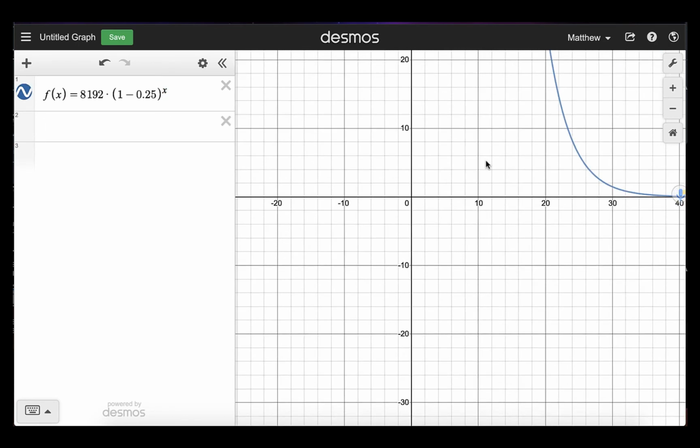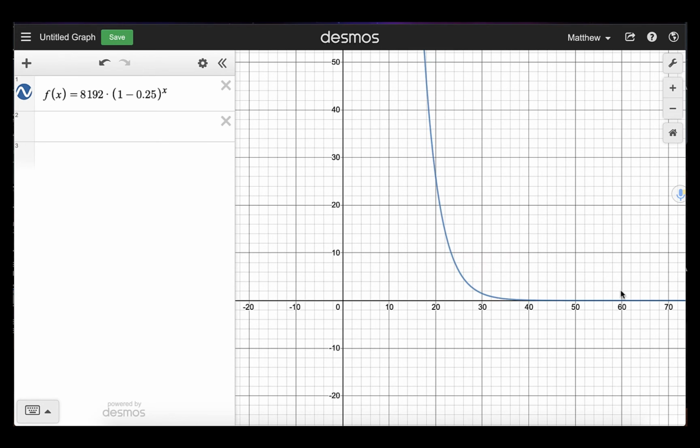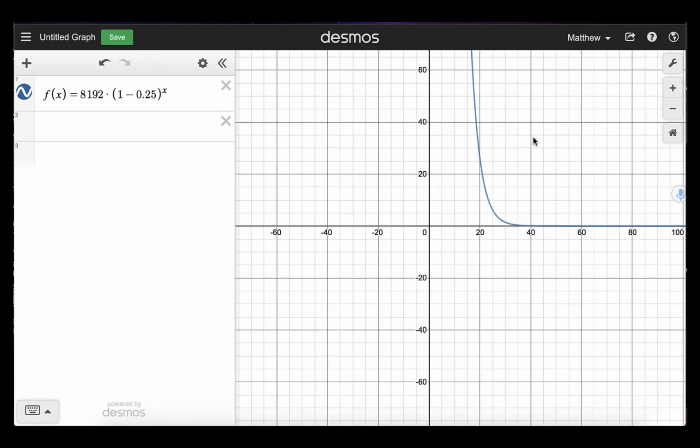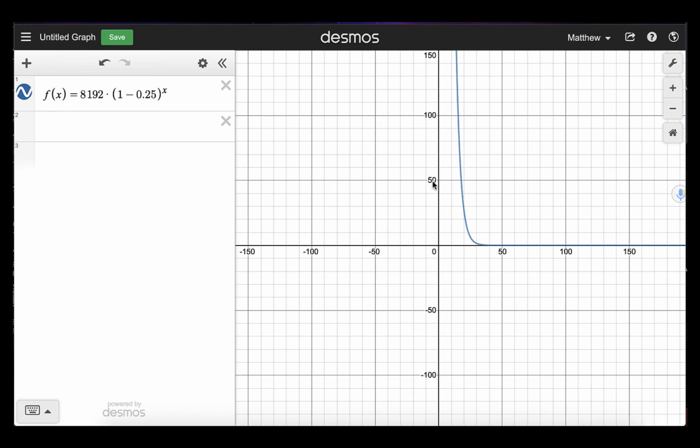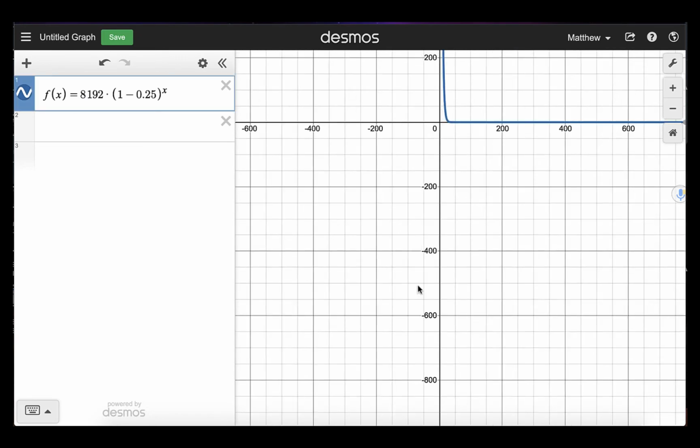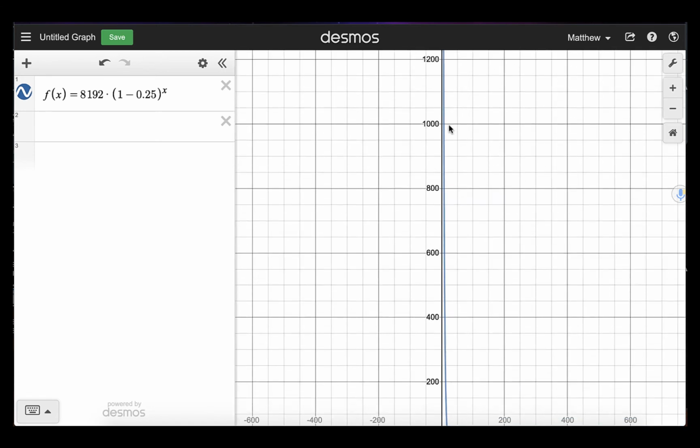If we zoom out, so we can see where our line is, here we can see that it's going down over time. Remember, we started with 8,192. My units here are only at 50 and 100. I need to zoom out quite a bit. I need to figure out when it reaches 1,000. So I can see going down here, eventually it's going to pass 1,000.